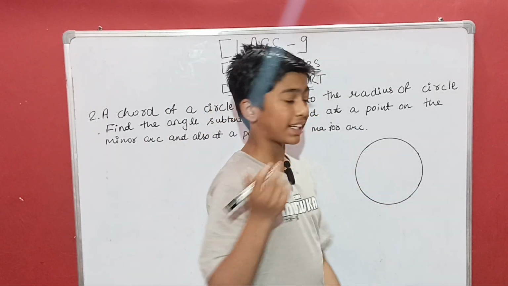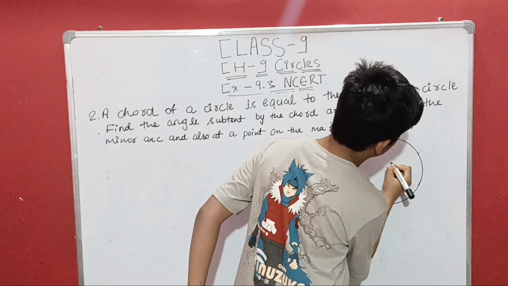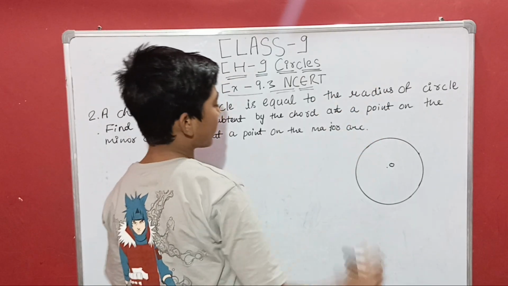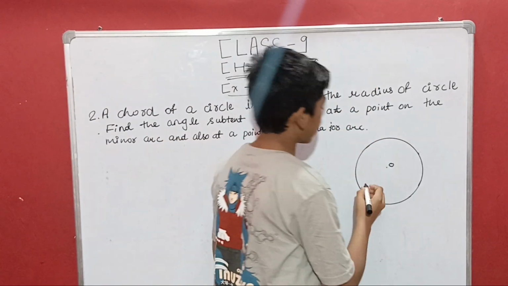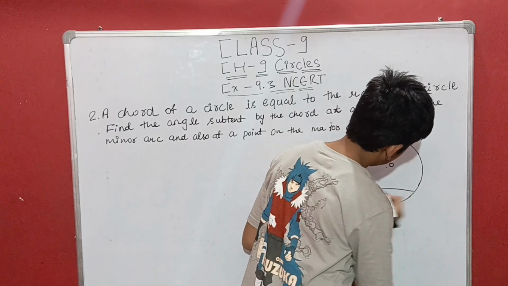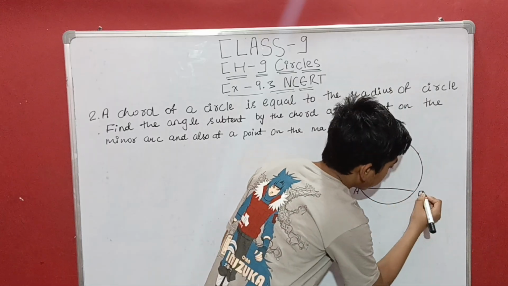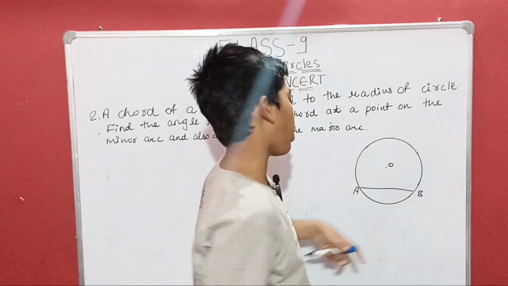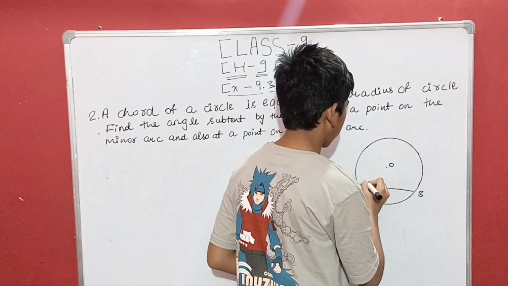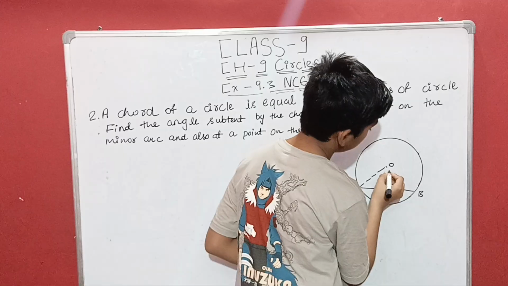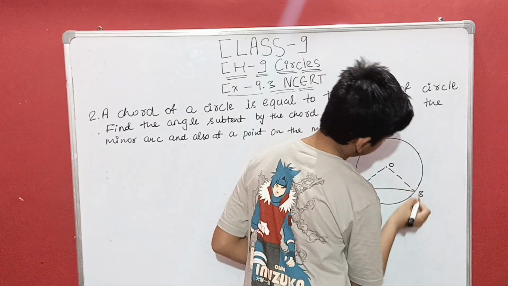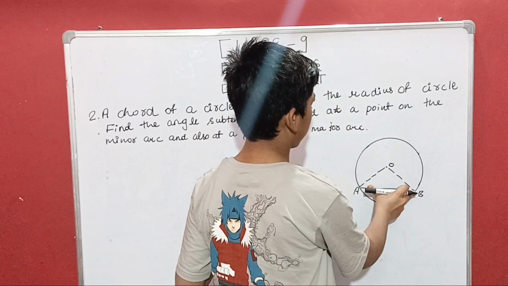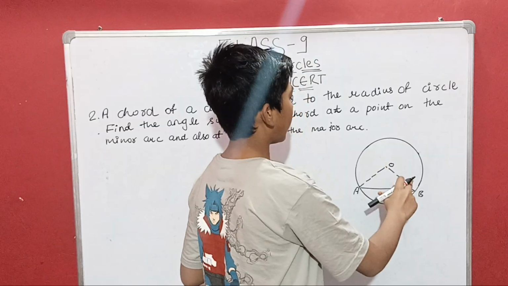First we shall draw the center. Let's mark this as center, which is O. Now we know that the chord of the circle is equal to the radius of the circle. So first we shall mark the chord here. Let's mark this as AB. And now we shall join the center to each of the points of the chord. Now we have a triangle in which there is a chord AB and two radii OA and OB.